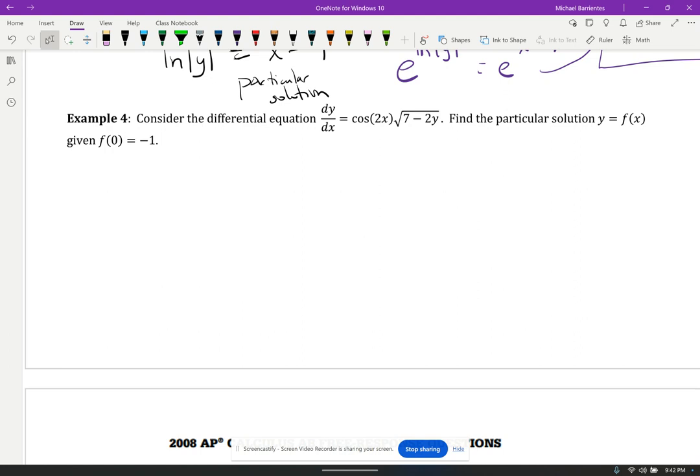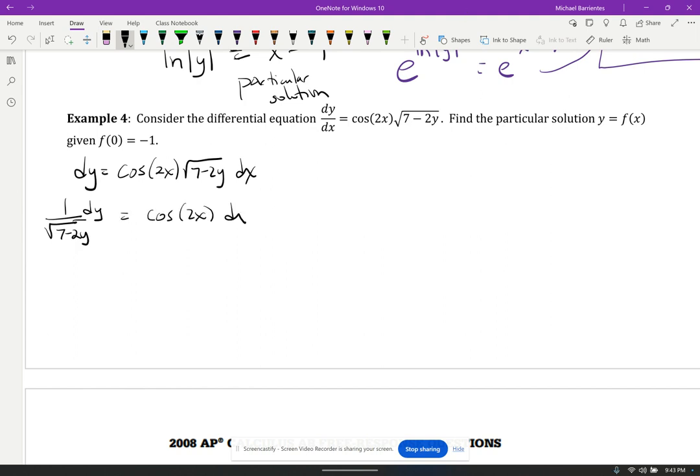So here we go. Can you find the particular solution y of this differential equation given that f of 0 is equal to -1? Okay, so we're going to multiply both sides by dx. Once we do that, we have dy equals cosine of 2x times the square root of 7 minus 2y dx, because I multiplied this to the other side. But I have something that's in terms of y, so that needs to go to the other side. So I'm going to divide both sides by that. When I do that, I'm going to go ahead and just write it like this. And then this side, I'll write whatever's left over here.